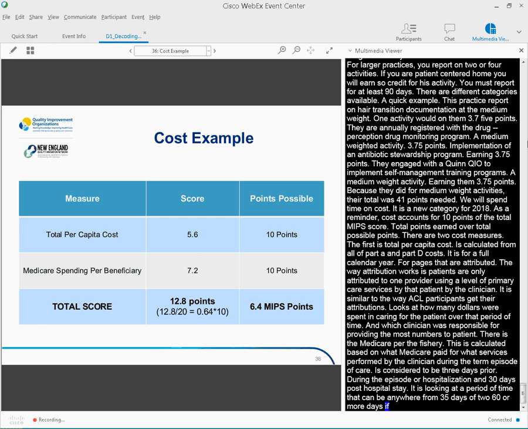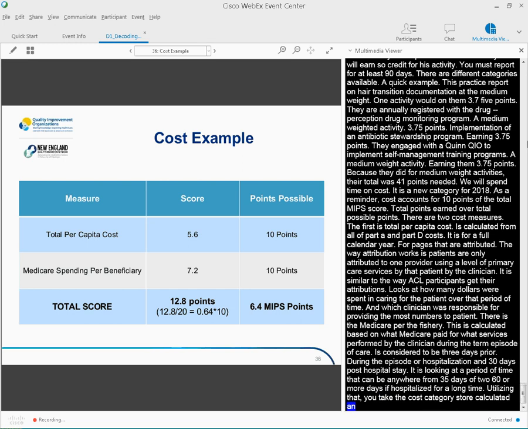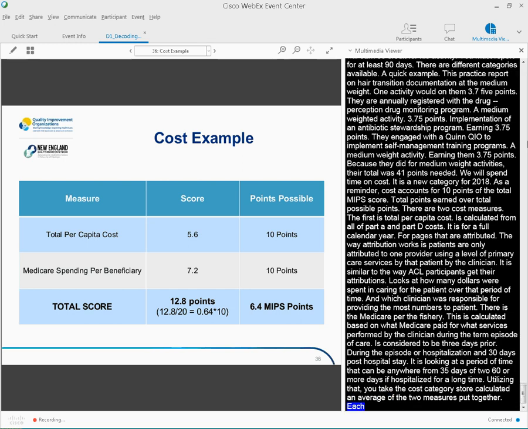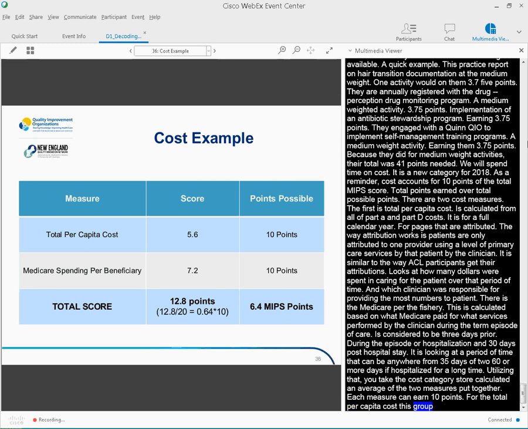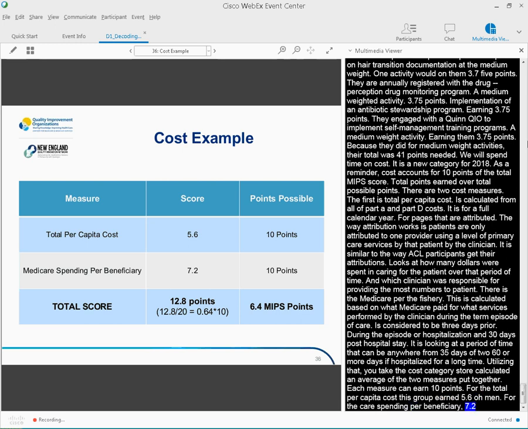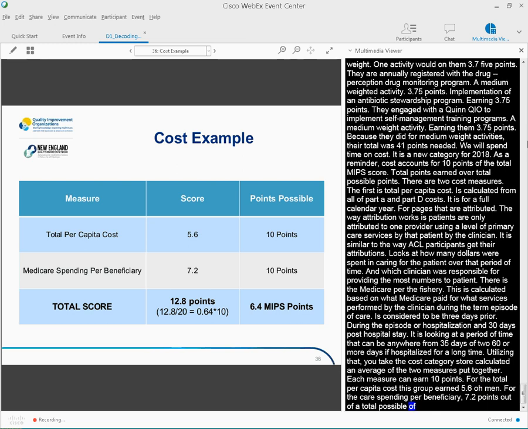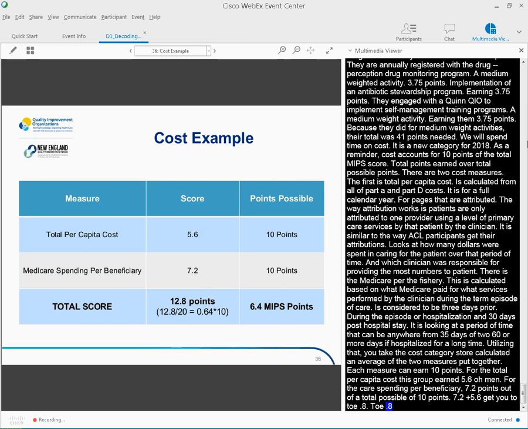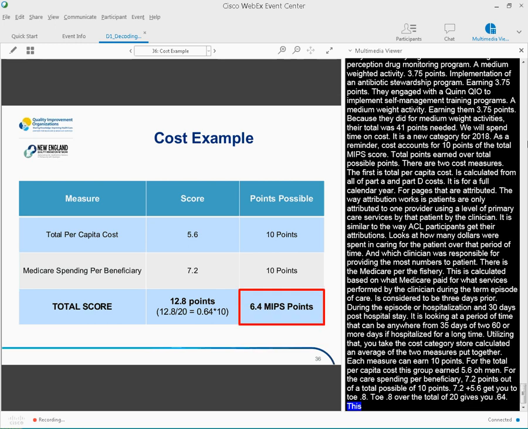So utilizing that, the way the cost category score is calculated is it's the average of those two measures put together. Each measure can earn 10 points. So let's say for the total per capita cost, this group earned 5.6 points of the total possible 10. For Medicare spending per beneficiary, they earned 7.2 points out of the total possible 10. So 7.2 plus 5.6 gets you to 12.8. 12.8 over the total 20 gives you 0.64, times the 10 would give them a total of 6.4 MIPS points for this category.